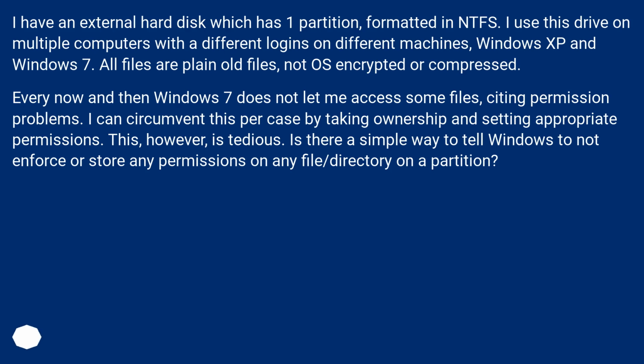Every now and then Windows 7 does not let me access some files, citing permission problems. I can circumvent this per case by taking ownership and setting appropriate permissions. This, however, is tedious. Is there a simple way to tell Windows to not enforce or store any permissions on any file/directory on a partition?